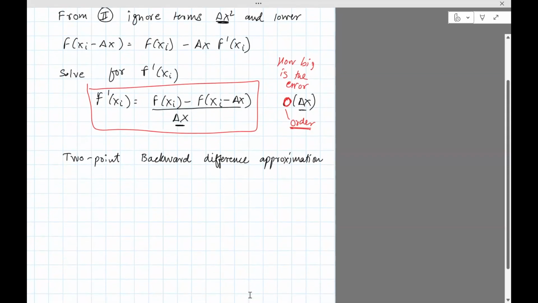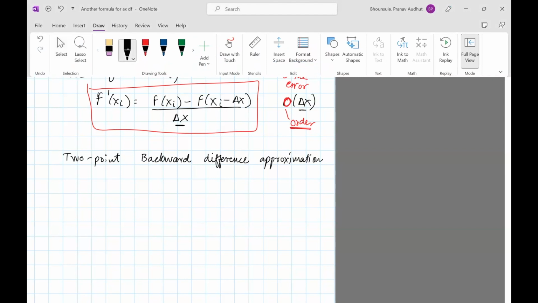Okay, so that's 2-point backward difference. You can see that it uses 2 points, and those are in the backward fashion because you use the value at the current xi, and also you look a little bit backwards, xi minus delta x. Okay, so one more before we start solving problems. There's something called the central difference approximation.